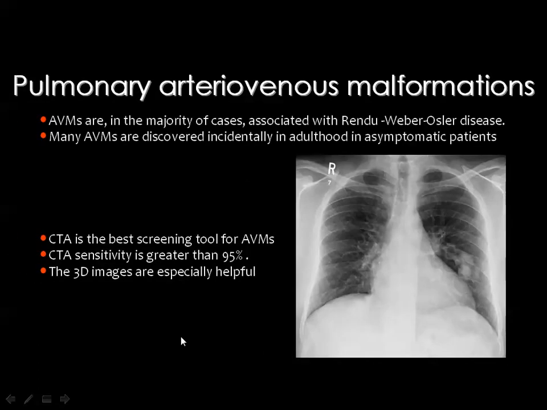Then pulmonary arteriovenous malformation may be multiple, and in this case you should think that you are dealing with this particular syndrome, Rendu-Osler-Weber disease, which is known as hereditary hemorrhagic telangiectasia.